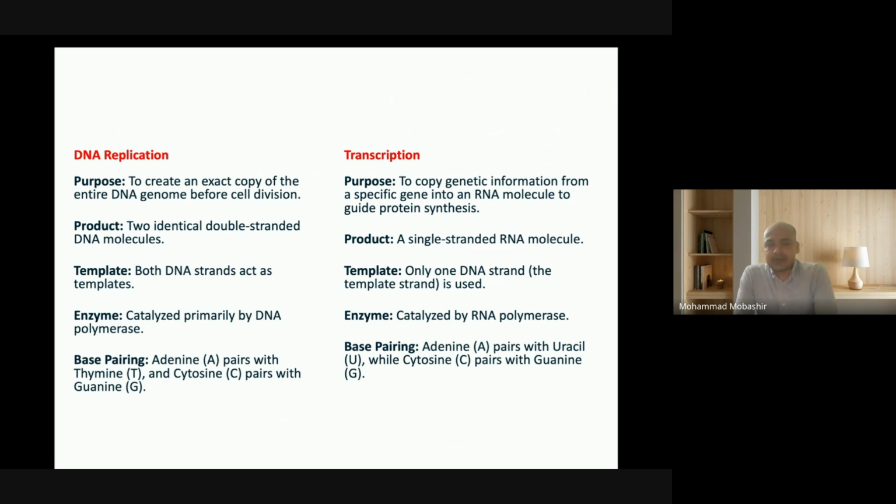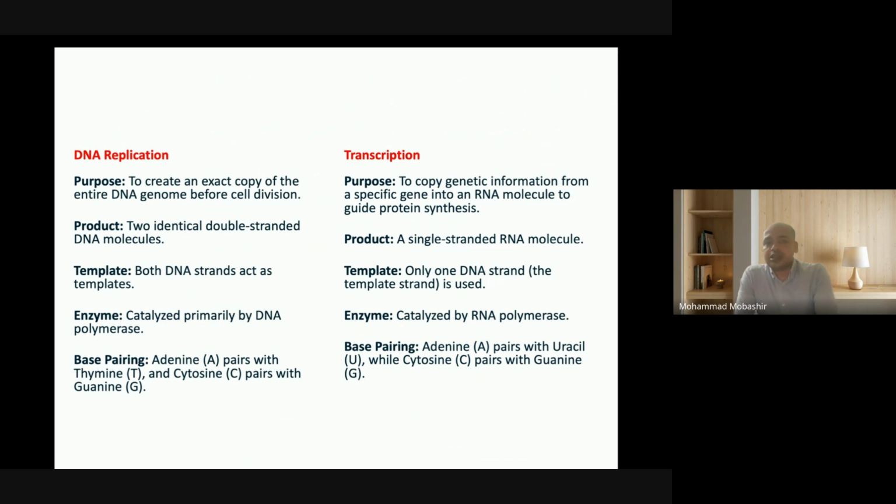For the enzymes used, DNA replication is catalyzed primarily by DNA polymerase, while transcription is catalyzed by RNA polymerase. Then base pairing is somewhat slightly different.